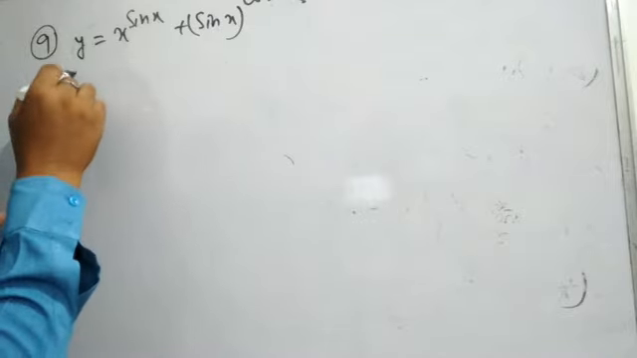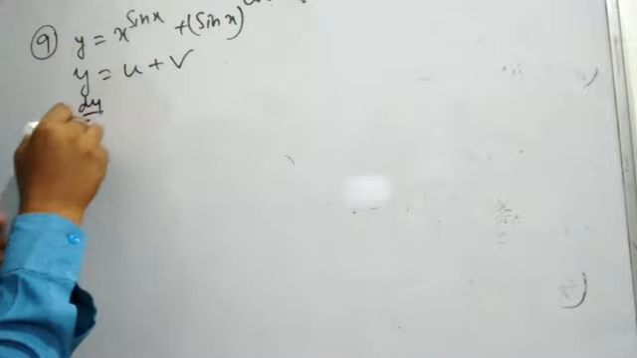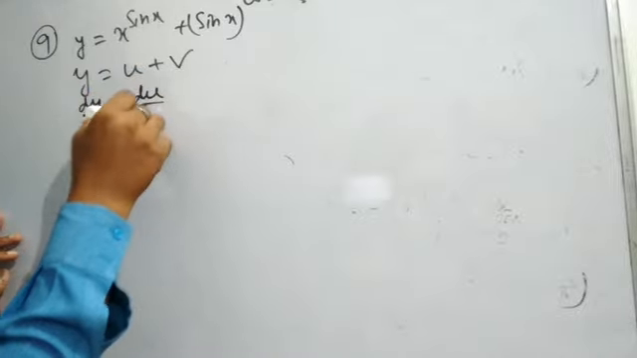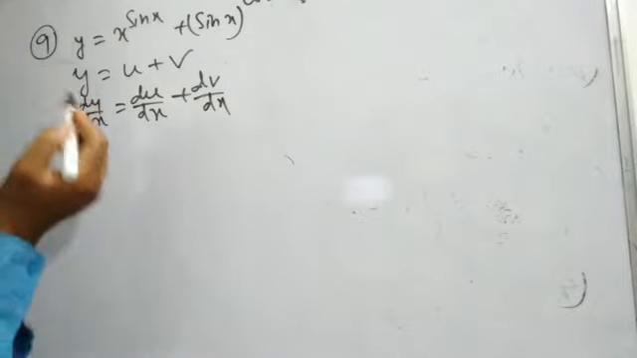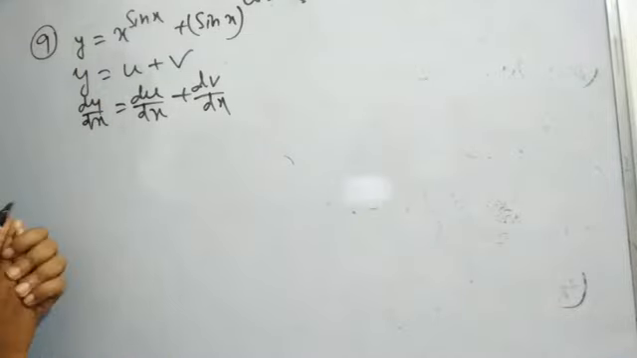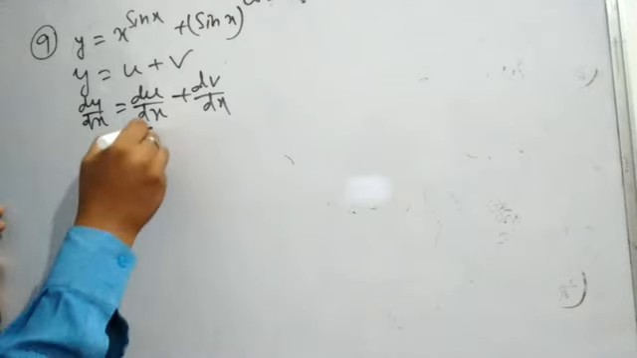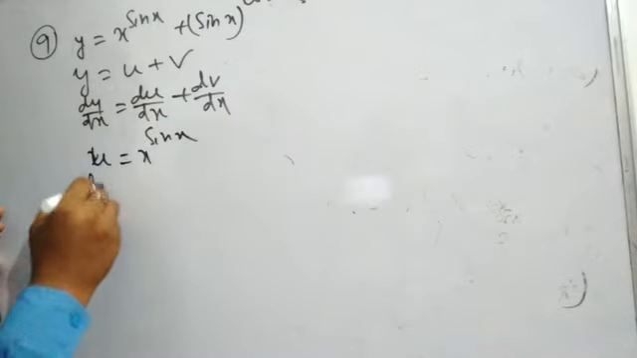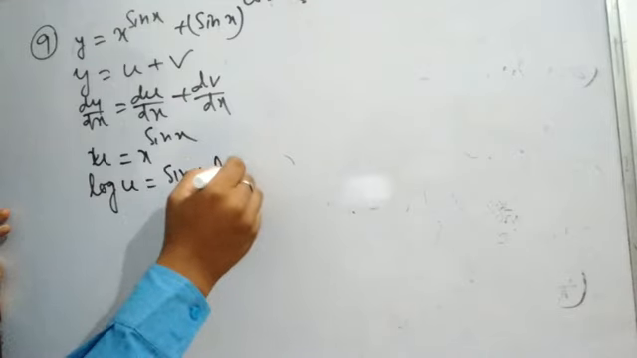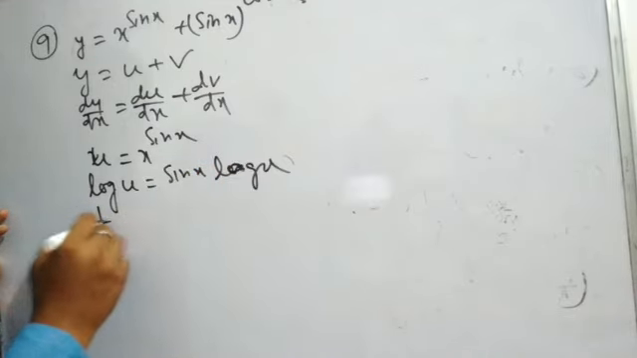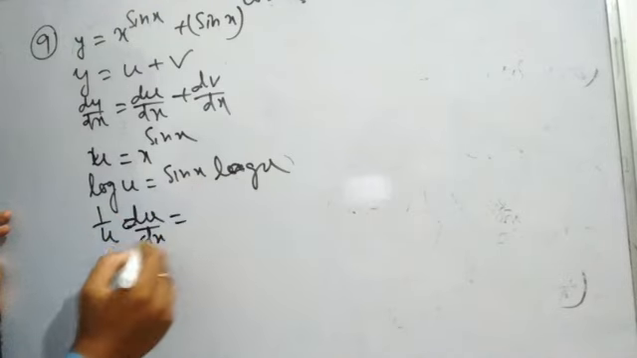It will be y is equal to u plus v, we have to consider. So finally dy by dx is equal to du by dx plus dv by dx, when we consider the y with respect to x derivatives. Then at first we have to consider u is equal to x to the power sin x. In similar manner, taking logarithm both sides, log u is equal to sin x log x. Then differentiate both sides, 1 by u du by dx is equal to, that is product rule we have to put here.